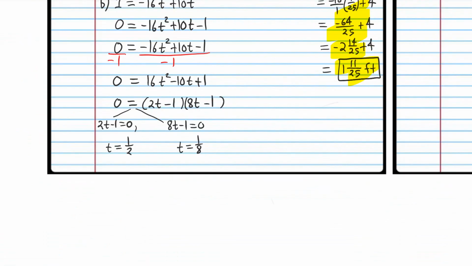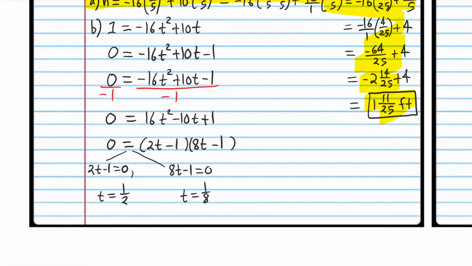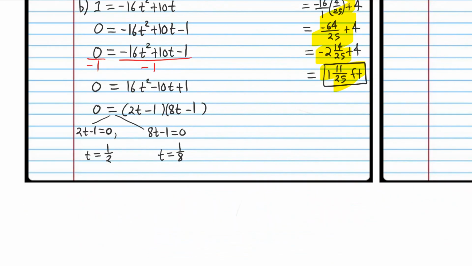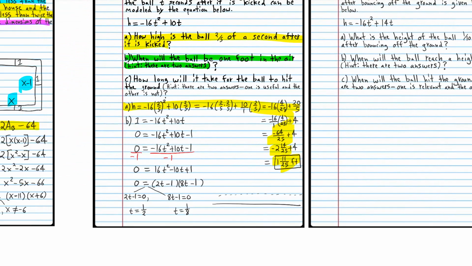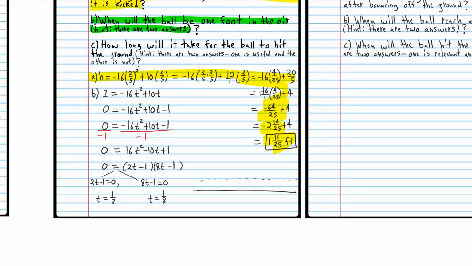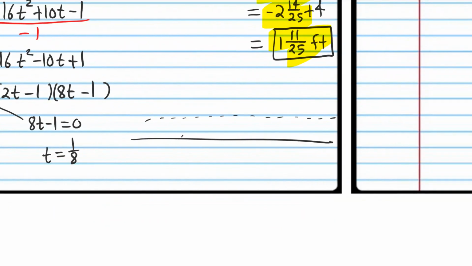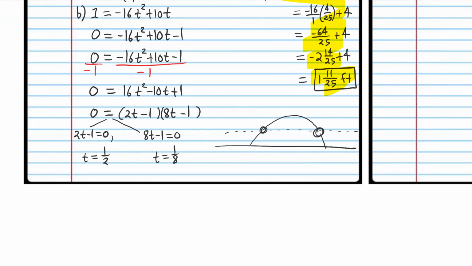And the reason there's two answers is because if the boy kicks the ball, let's say this is the ground, and let's say that this is 1 foot off the ground, 1 foot in the air. So the boy kicks the ball and it's 1 foot here, but it's also 1 foot over here. So this is 1/8 of a second after he kicks it, and this is 1/2 of a second after he kicks it. So that's why there are two answers, in case you didn't realize.